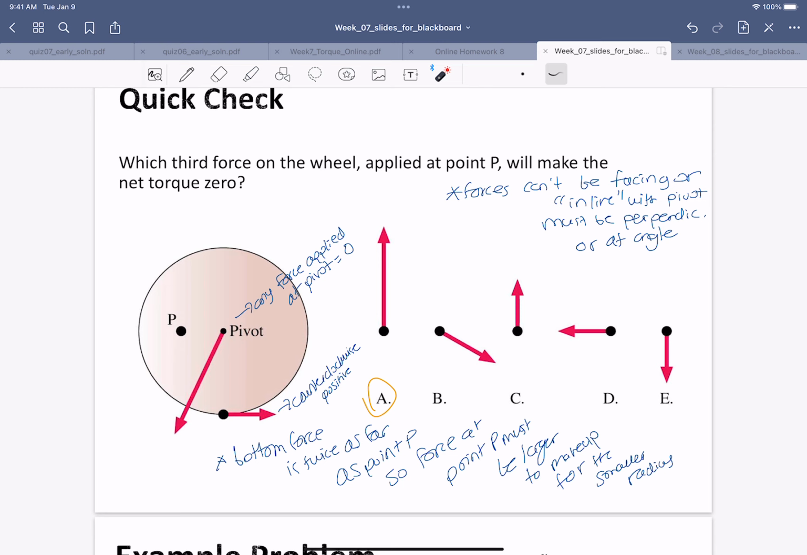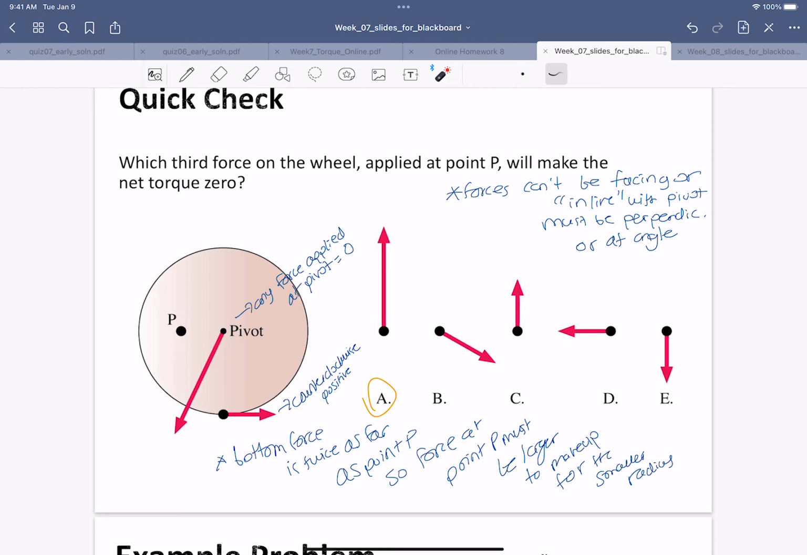Exactly, right? So you're applying directly at the pivot, so R is equal to 0. So this doesn't even factor in terms of the torque itself, right? But it still factors in terms of force. So if we were trying to find the net force, and this was static equilibrium, right? Static equilibrium is when net force is 0 and torque is 0.